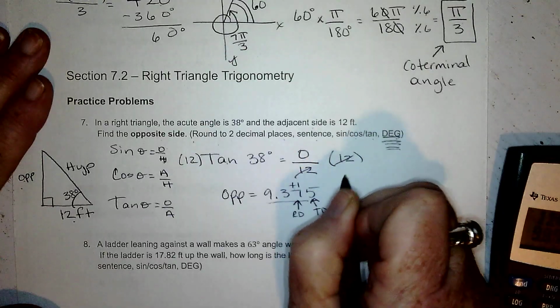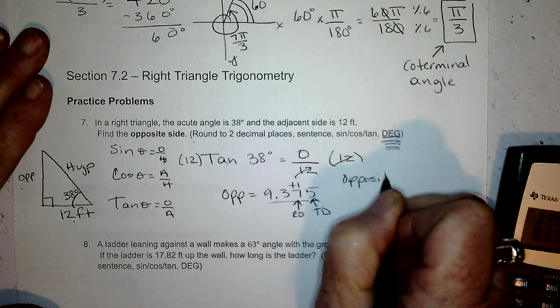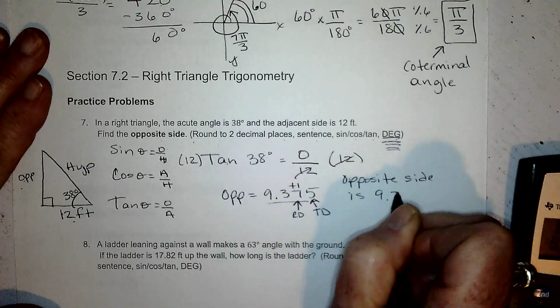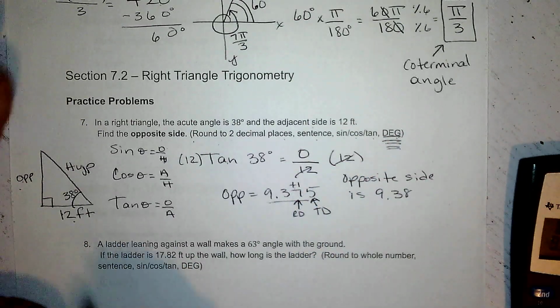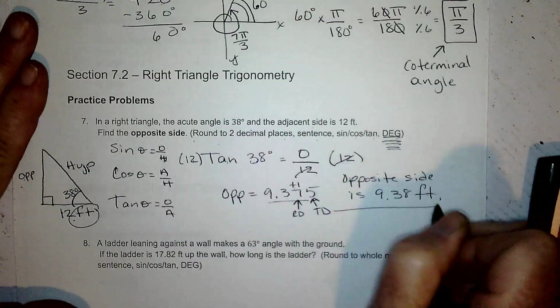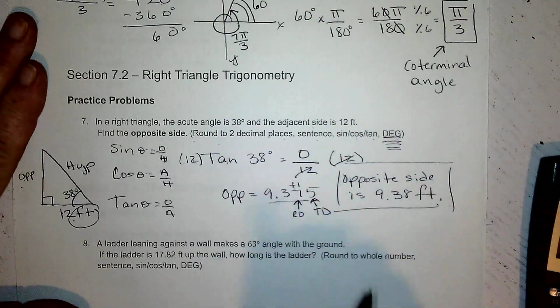So this means the opposite side, I need a sentence, is 9.38. What's my unit? I know I have a unit here and it is feet. You want to represent the correct unit for this side.